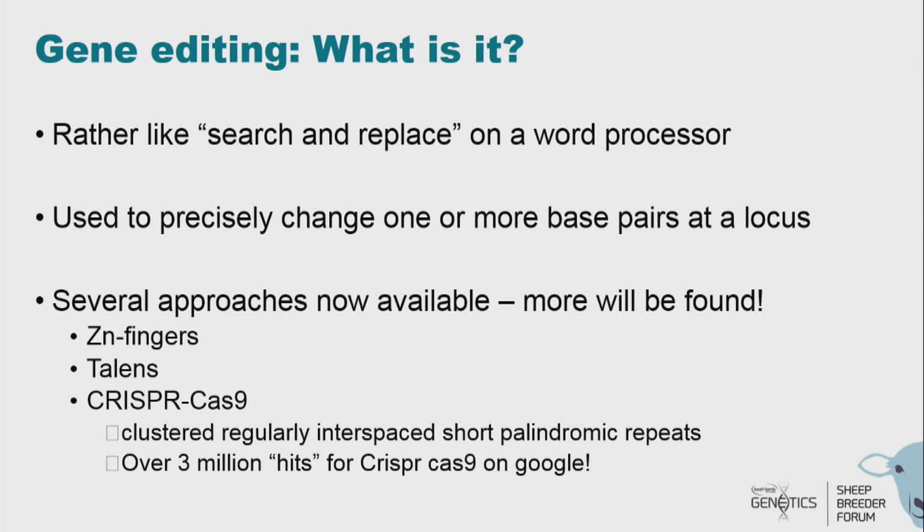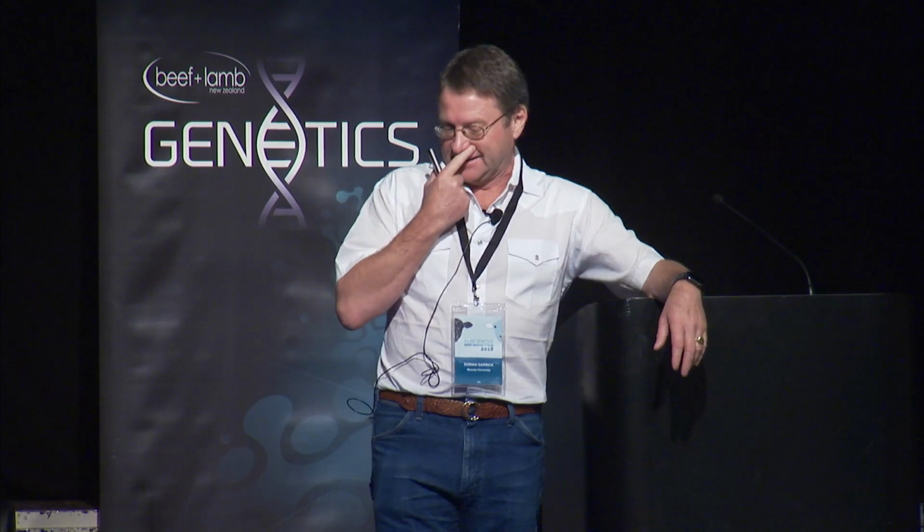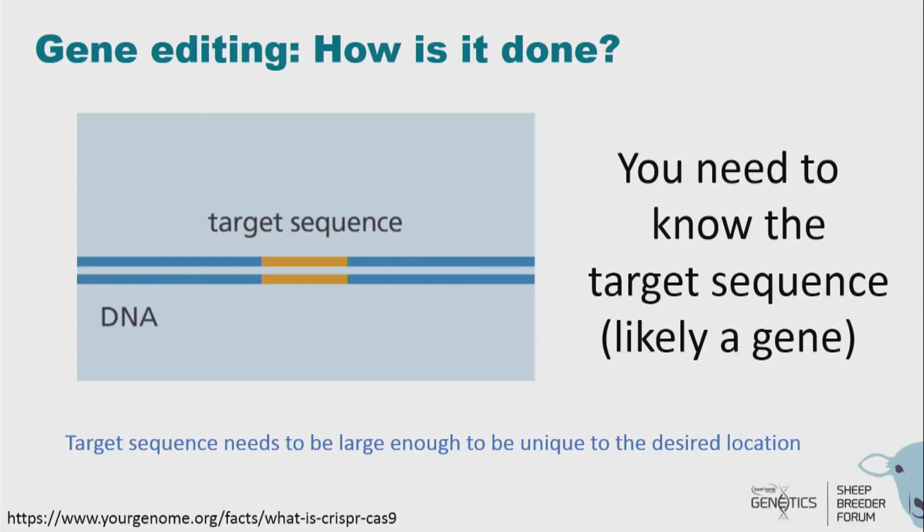Cas9 is just one particular enzyme that can be used for CRISPR, and there are other enzymes around, and there will probably be a lot more new methodologies that come over the next little while. But if you do a Google search for CRISPR-Cas9, as I did yesterday, there are over 3 million hits of it in Google. So there's an awful lot of work being done on this CRISPR-Cas9 system. So how is it done?